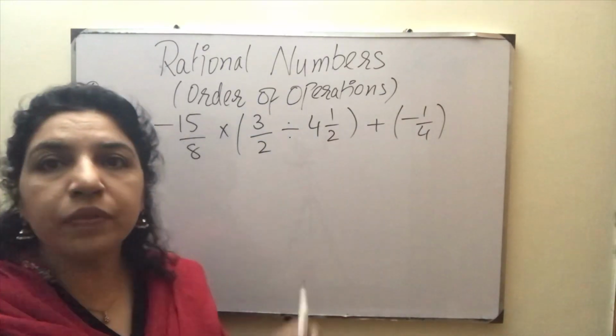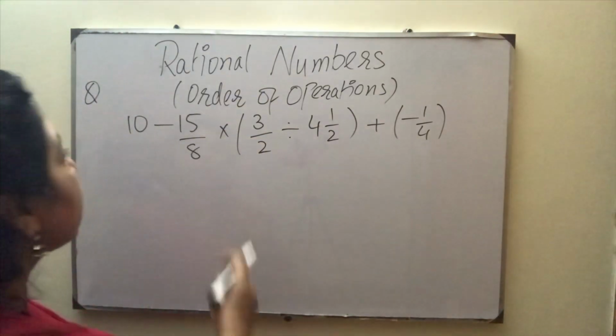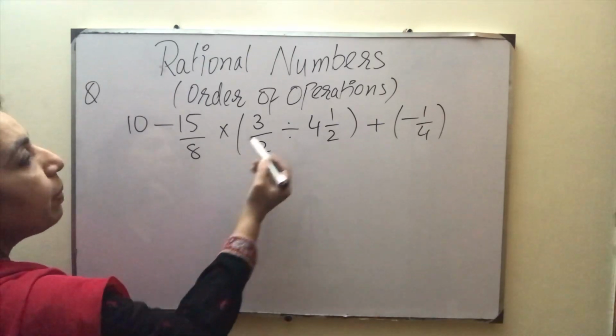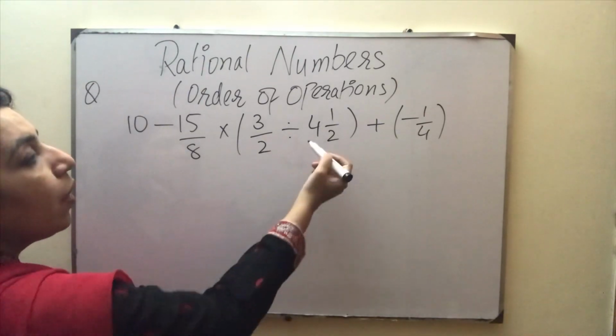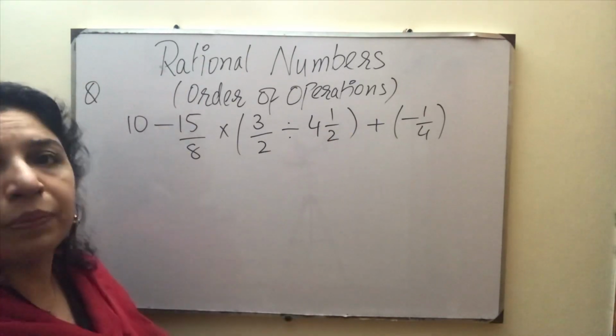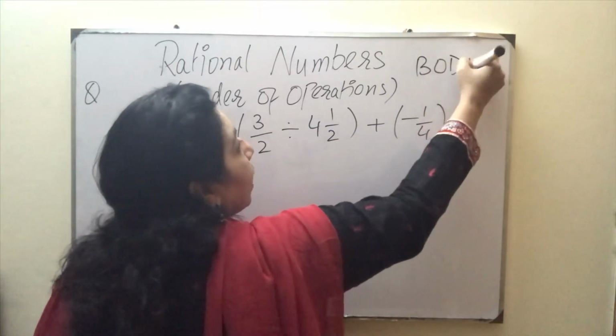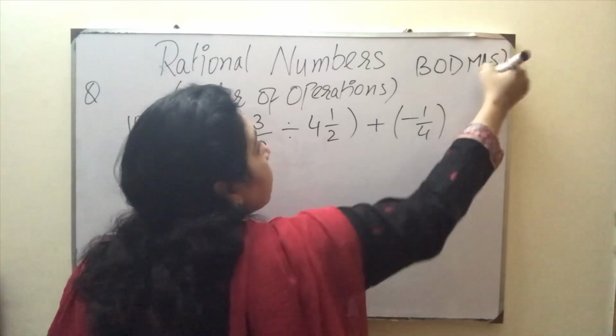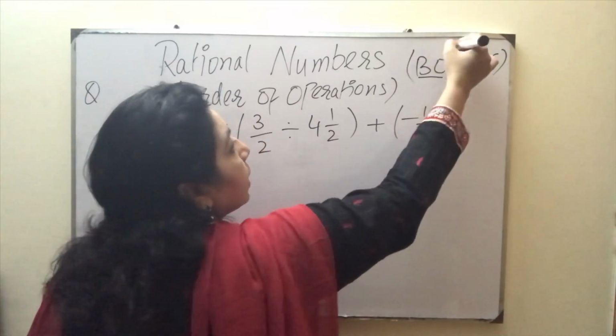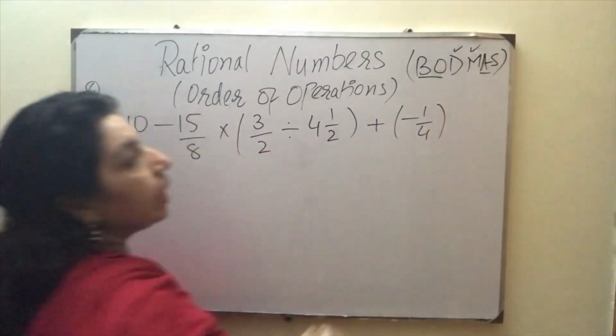The first question which I have chosen for you is 10 minus 15 over 8 multiplied by 3 by 2 divided by 4 whole 1 by 2 plus bracket minus 1 by 4. I shall apply BODMAS in it. I shall first open the brackets, then I shall do division, multiplication, and at the end I shall do addition and subtraction.